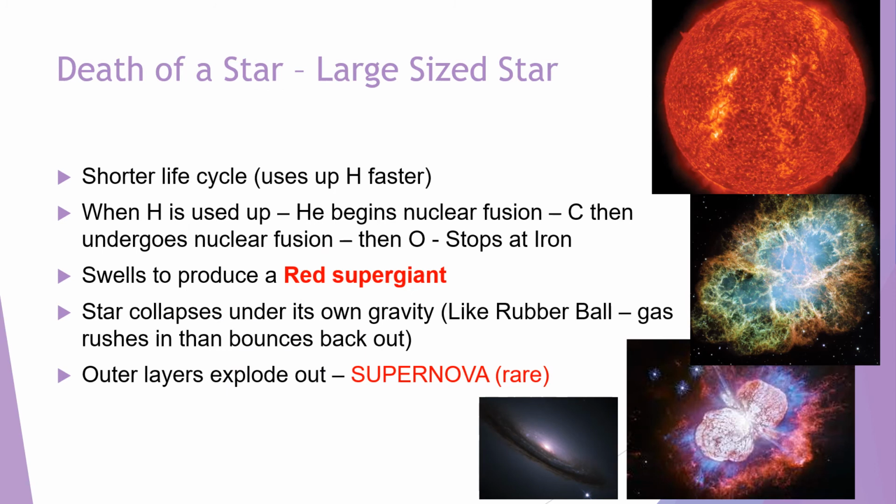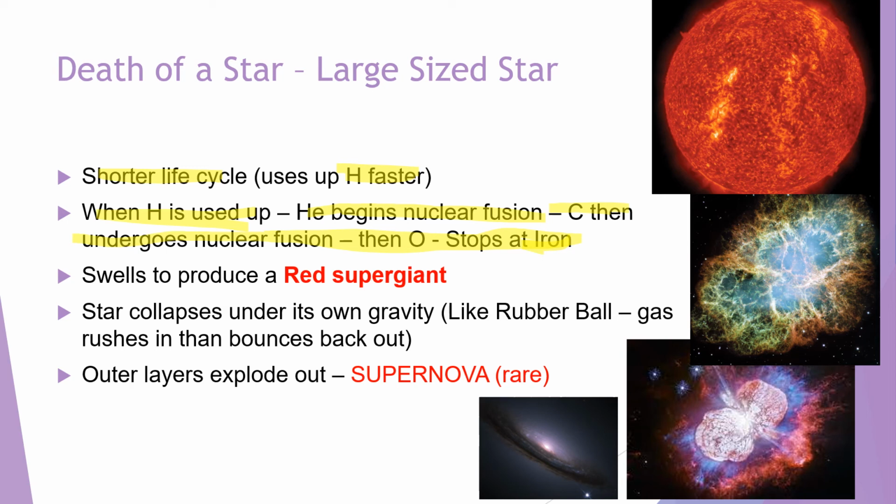Okay, now we'll talk about death of a large-sized star. Okay, so again, based off of mass. So large-sized stars have a shorter life cycle because they use hydrogen faster than low-mass stars. When the hydrogen is used up, helium begins nuclear fusion. Okay, so we saw that in low-mass stars, hydrogen gets used up, helium begins to fuse to form carbon and oxygen, but the large-mass star uses elements all the way to iron. Okay, so the large-mass star undergoes nuclear fusion all the way until the element iron.